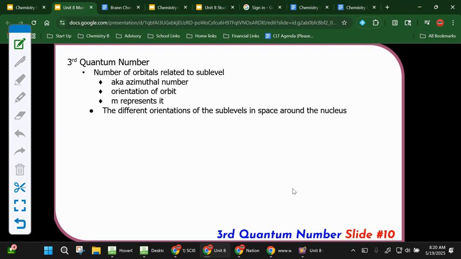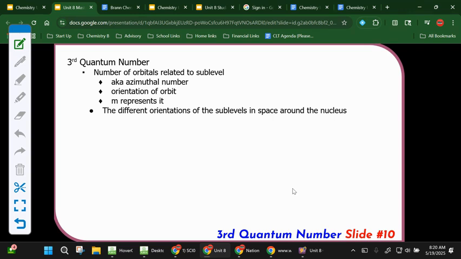The different orientations of the sublevel in space around the nucleus. That is what we are talking about. How is that orientation arranged? Is it on an x-axis? Is it on a y-axis? Is it on a z? Is it somewhere in between?